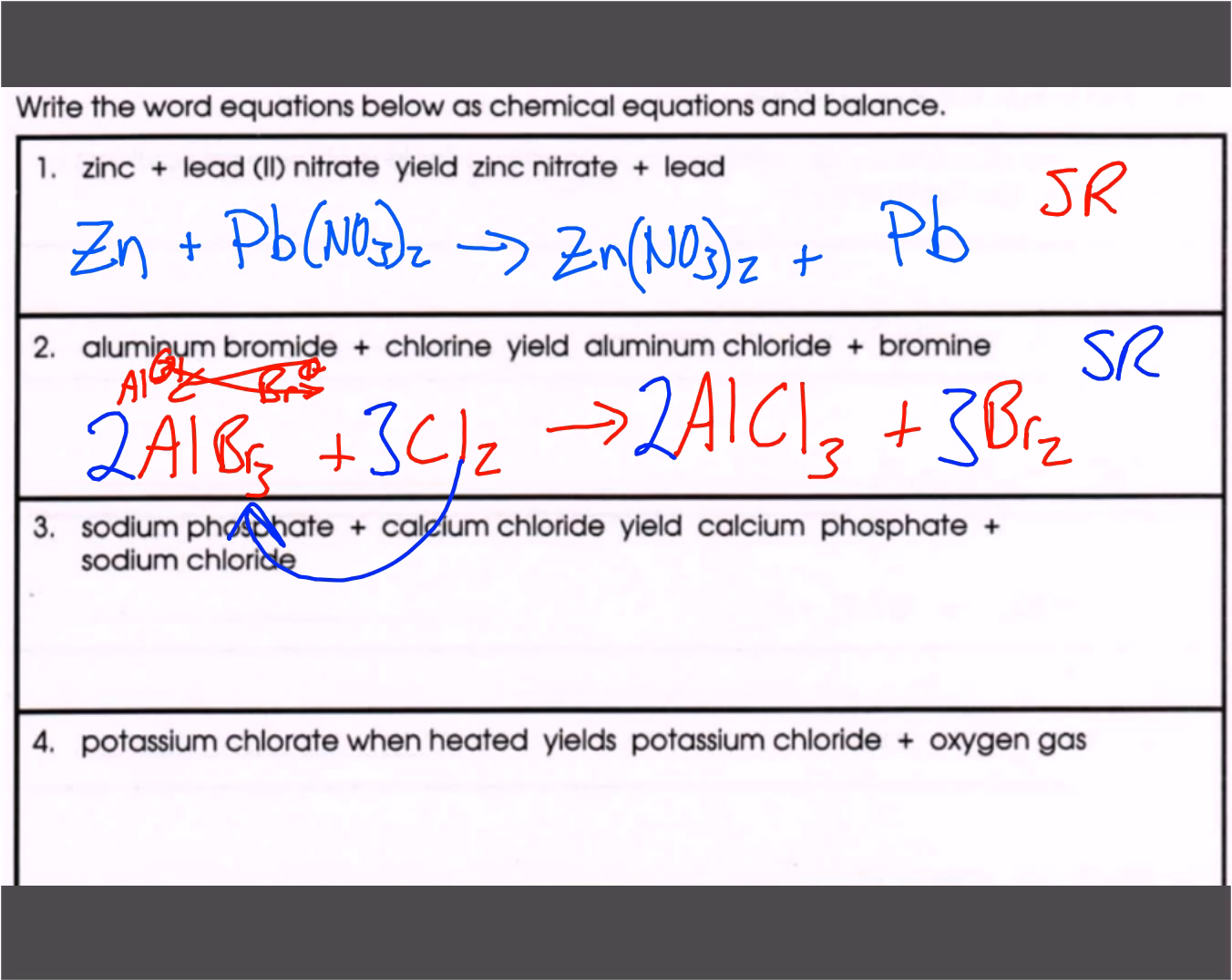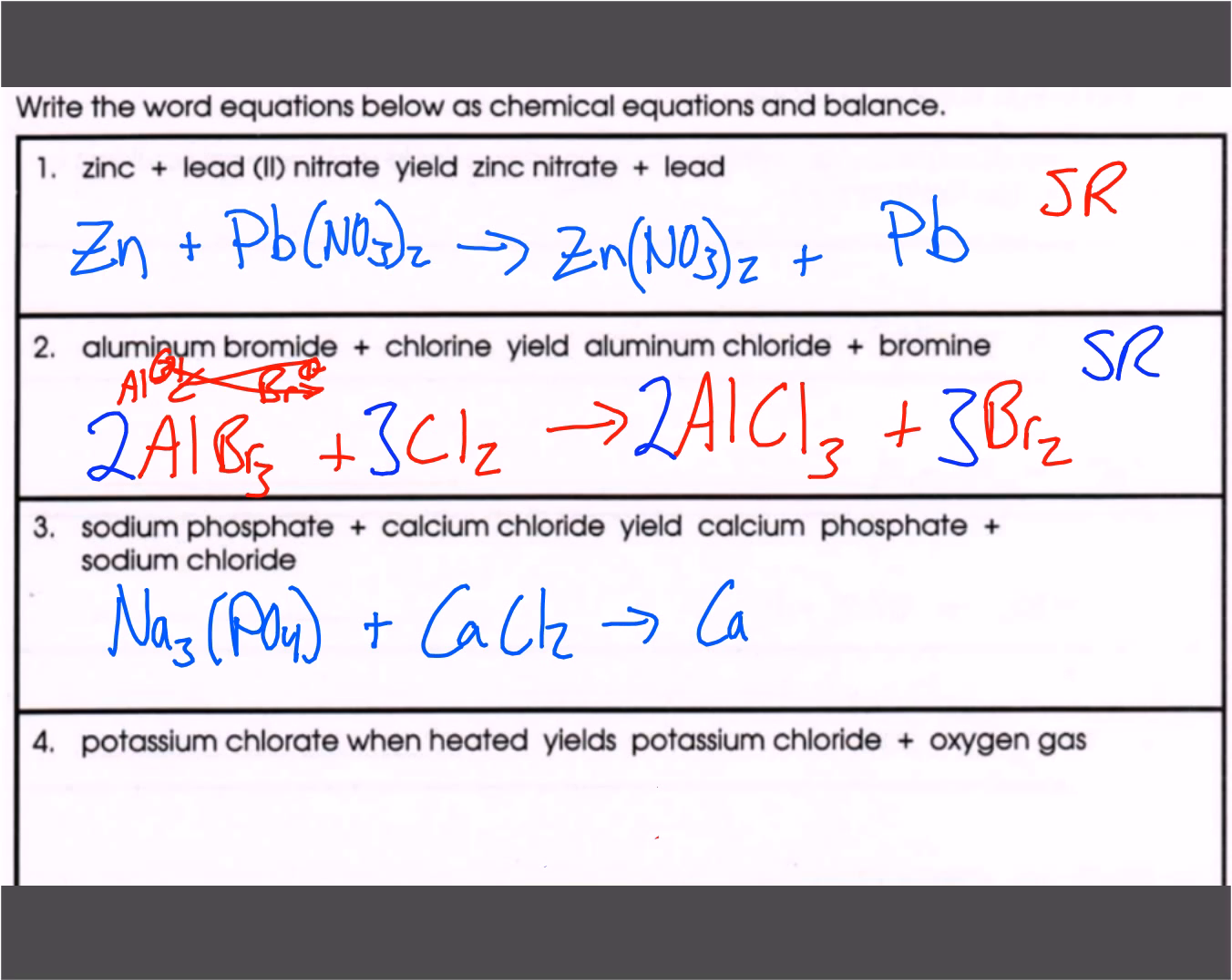I want you guys to try numbers 3 and 4. Start by writing out the formulas first, then balance them. So when we go to balance these, sodium phosphate's Na3PO4, no 2 there, just PO4, plus calcium chloride, CaCl2, yields Ca3(PO4)2. We get those from the crisscross method, plus sodium chloride, NaCl.